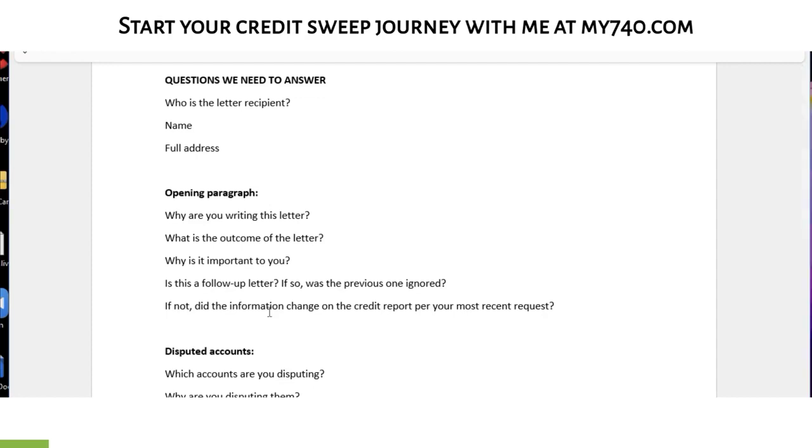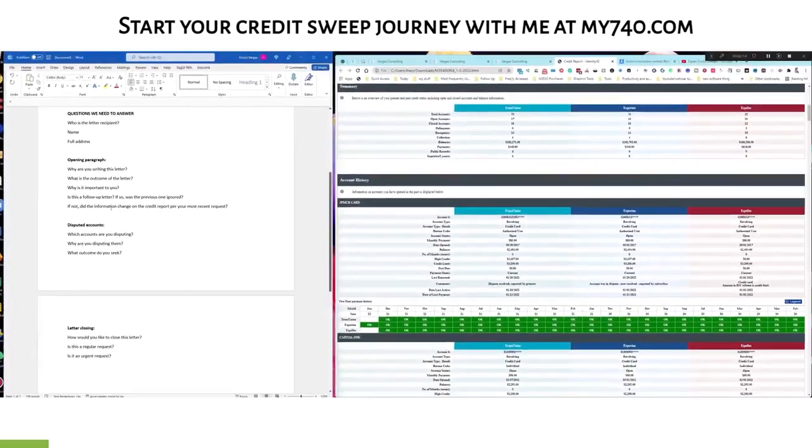Now, I'm going to show you how to answer these questions, but let's go down to disputed accounts. Which accounts are you disputing? Why are you disputing them? What outcome do you seek? And remember, we have the Agero Formula, and I'm going to show you how to answer these questions using that formula that I use to remove all different negative items. Again, collections, foreclosures, repossessions, whatever, okay?